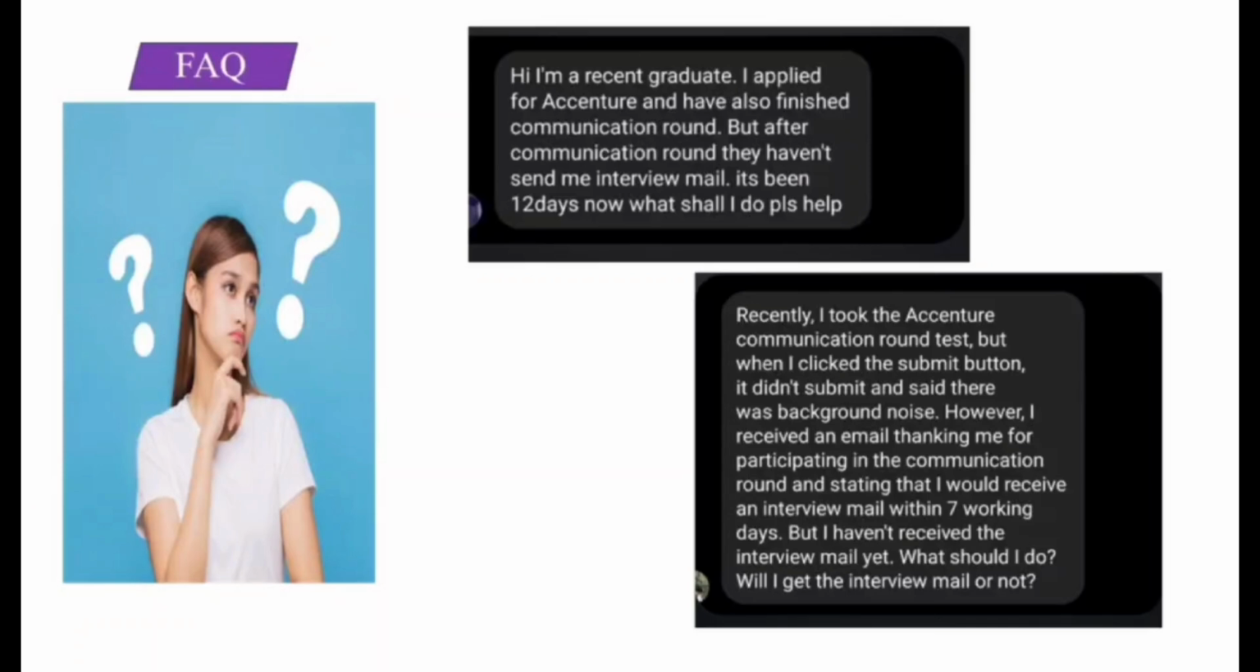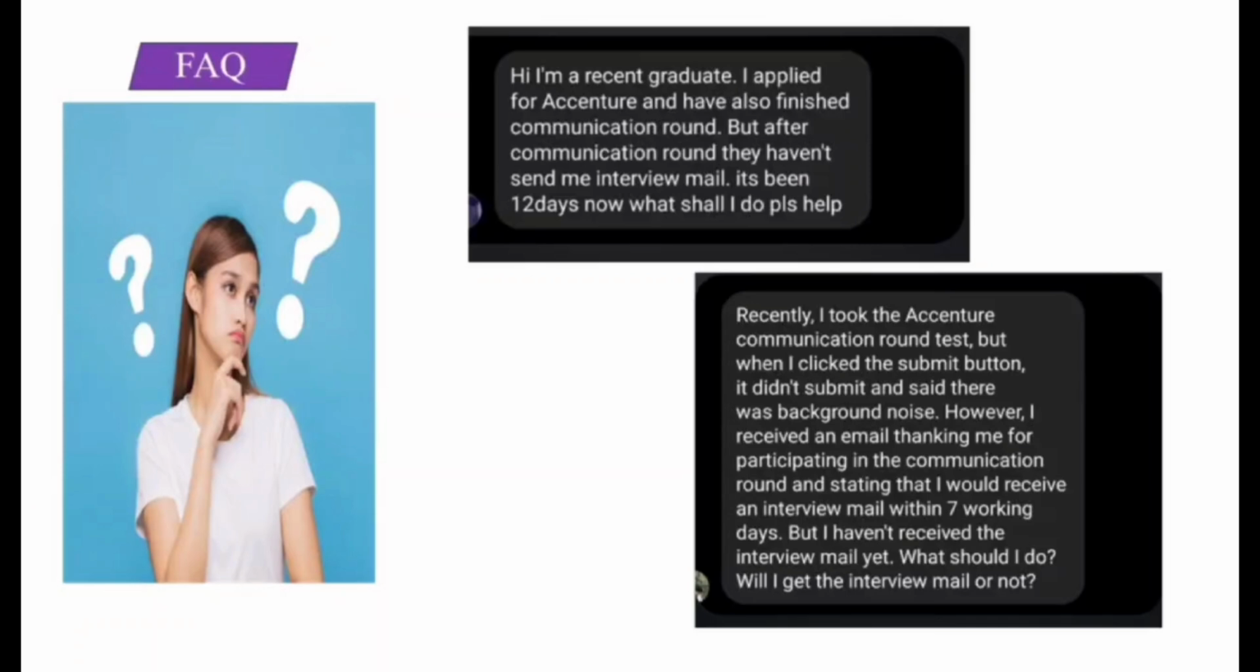Let's get into the first query. Hi, I'm a recent graduate. I applied for Accenture and have also finished the communication round, but after communication they haven't sent me an interview mail. It's been 12 days now. What shall I do? Please help. This is the first query they have posted.